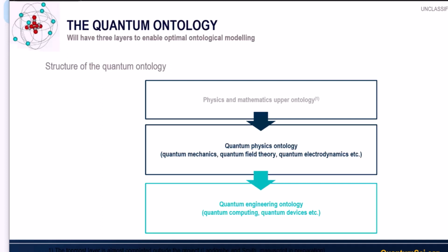On the top layer, there will be the physics and mathematics upper ontology, which is already quite far developed. Barry and I have been working on this for the last 1.5 years. Then in the middle you have the quantum physics ontology, which contains quantum mechanics, quantum field theory, quantum electrodynamics, and so on. So the real tough theoretical stuff. And then you have, at the core of your interest, the quantum engineering ontology, which contains quantum computing, quantum devices, and so on.